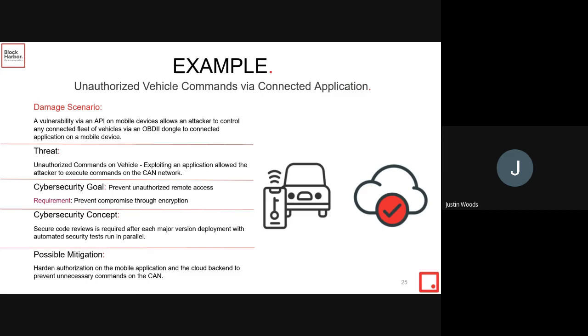And the goal to prevent this, right, would be unauthorized remote access. We want to not allow that. And a requirement for that might be to prevent compromise through encryption. And then the concept that those would adhere to is that secure code reviews would be required after each major version deployment with automated security tests run in parallel. And then a mitigation strategy would be to harden authorization on the mobile application and the cloud backend to prevent unnecessary commands on the CAN.